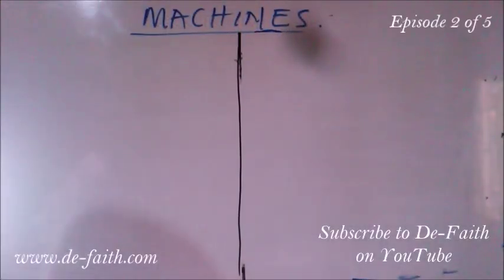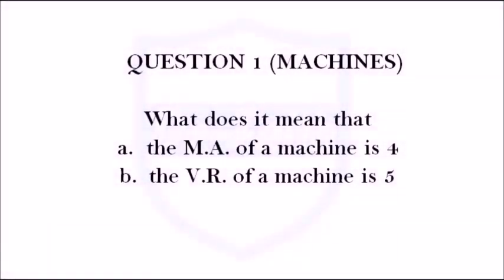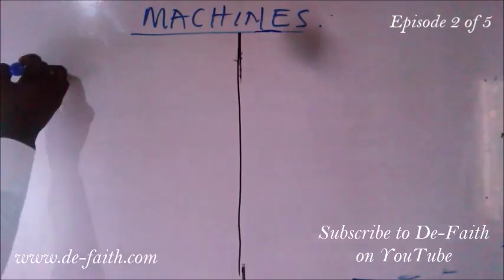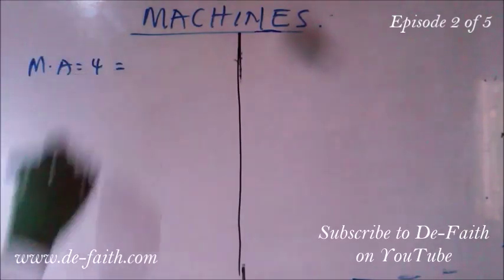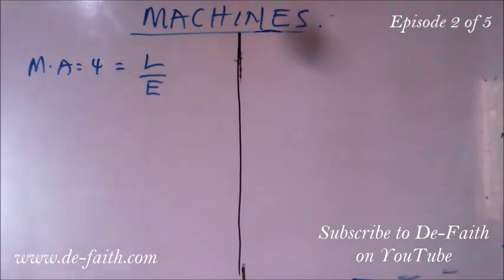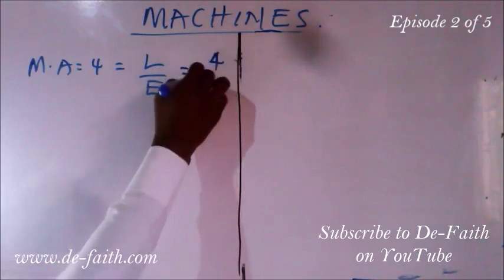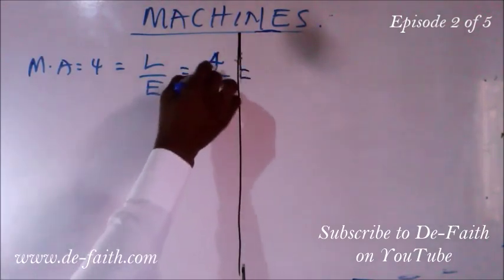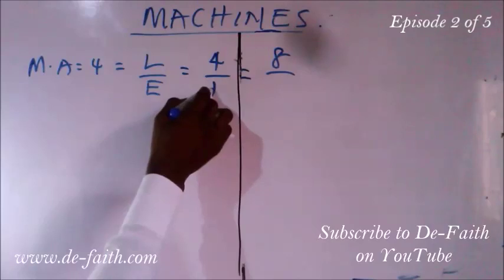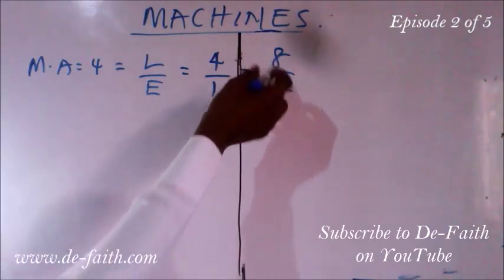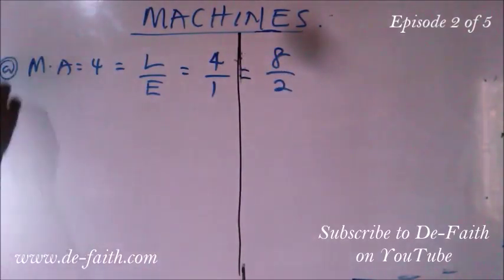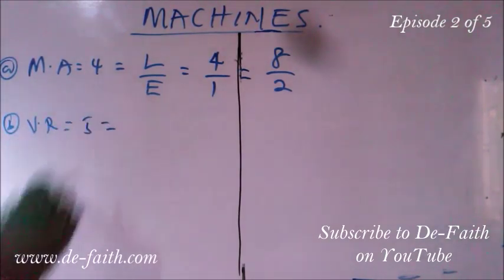Let's take some questions under machines. The first question says: what does it mean that (A) the mechanical advantage of a machine is 4, and (B) that the velocity ratio of a machine is 5? Now when you hear that mechanical advantage equals 4, it means that the ratio of the load to the effort is equal to 4. That is, the load has 4 and the effort has 1, or other multiples such as 8 and 2, such that when you divide it you get 4. That's A. B, that the velocity ratio is 5, is similar to that.